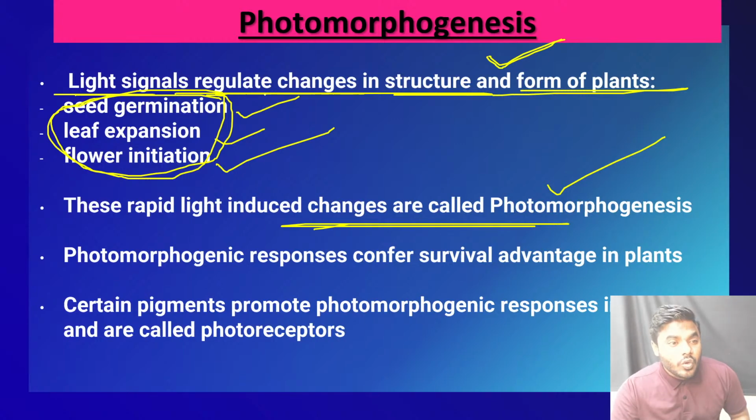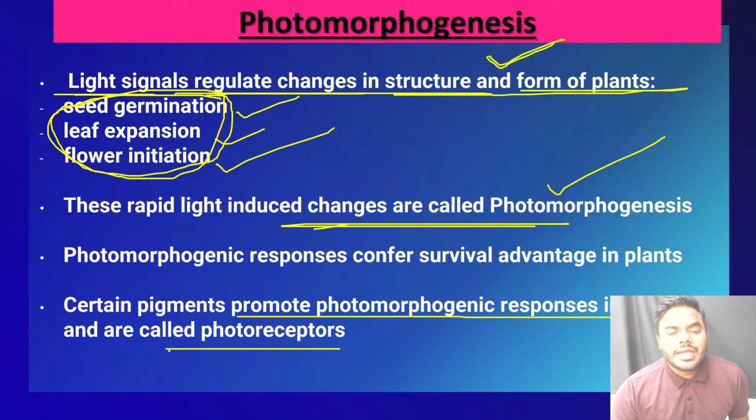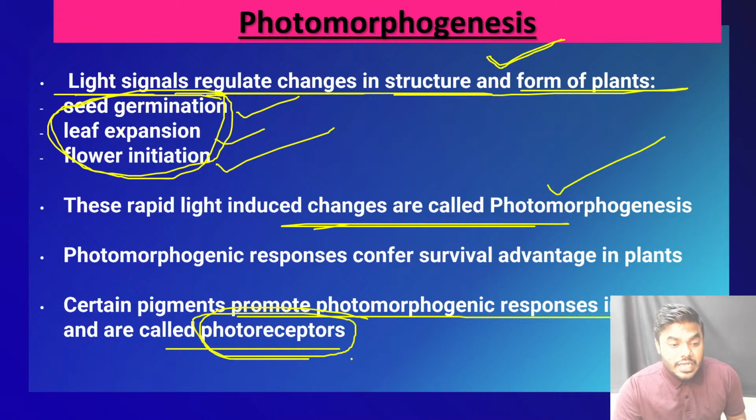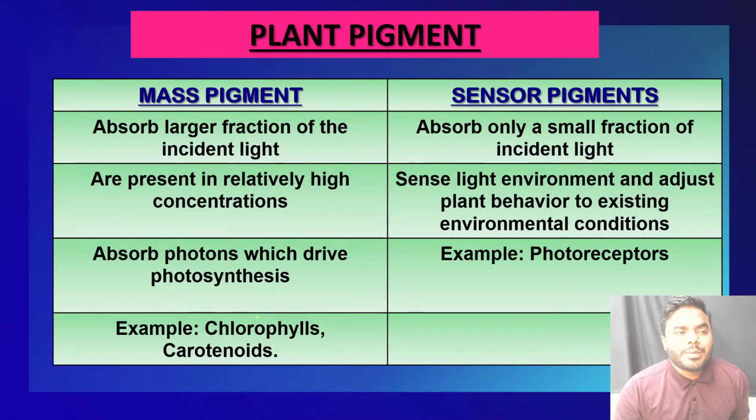Okay, who will do all this? Undoubtedly, friends, all this can be promoted by a particular type of pigments. What do we call those particular pigments? We call them the photoreceptors.